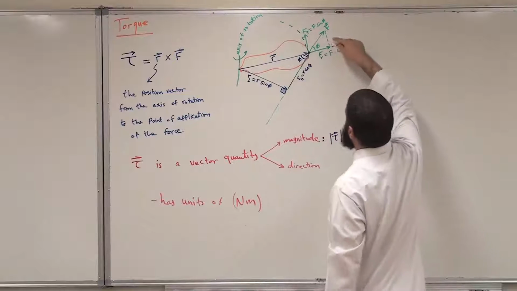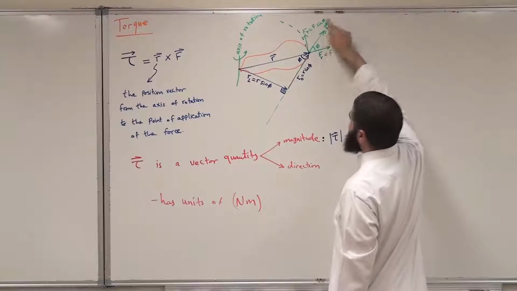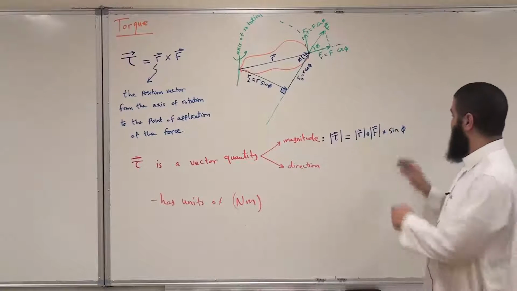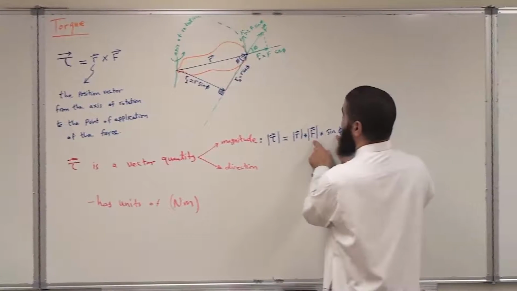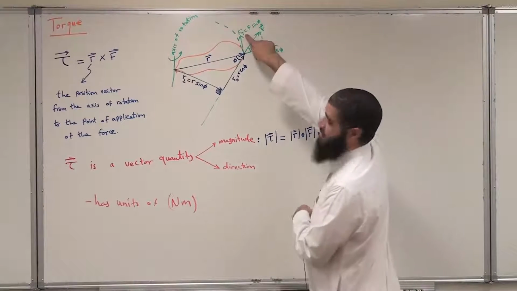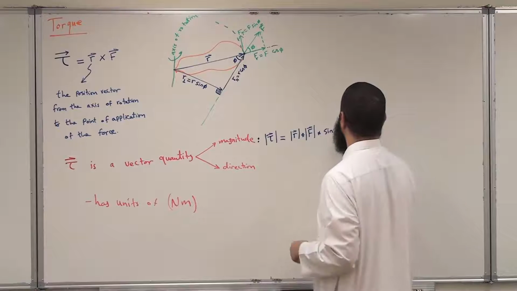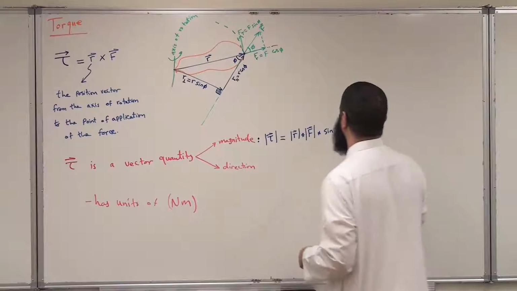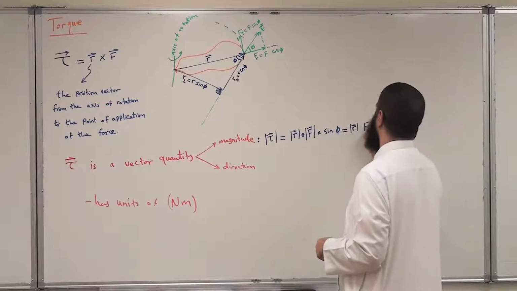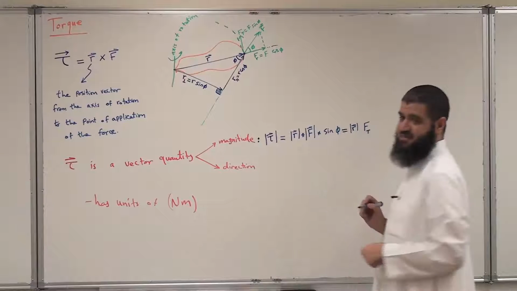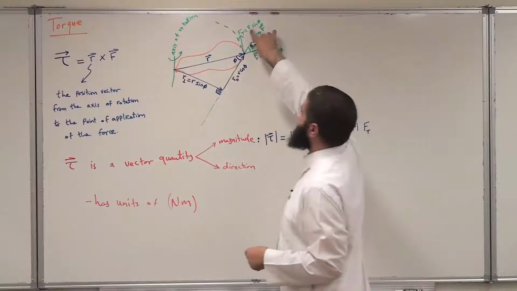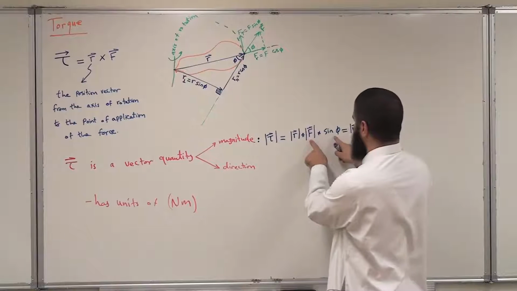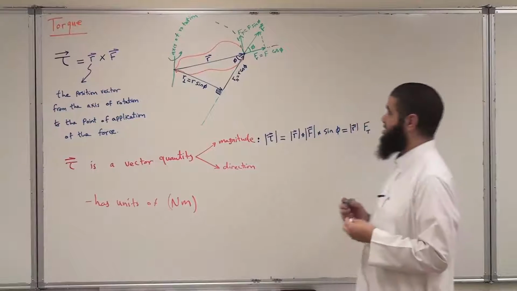F tangential will be F sine phi. So I can take this F sine phi and replace it with F tangential. So I can write this as R, the magnitude of the position vector, multiplied by F tangential. But what is F tangential? It is F sine phi. So I take F sine phi, replace it with F tangential.